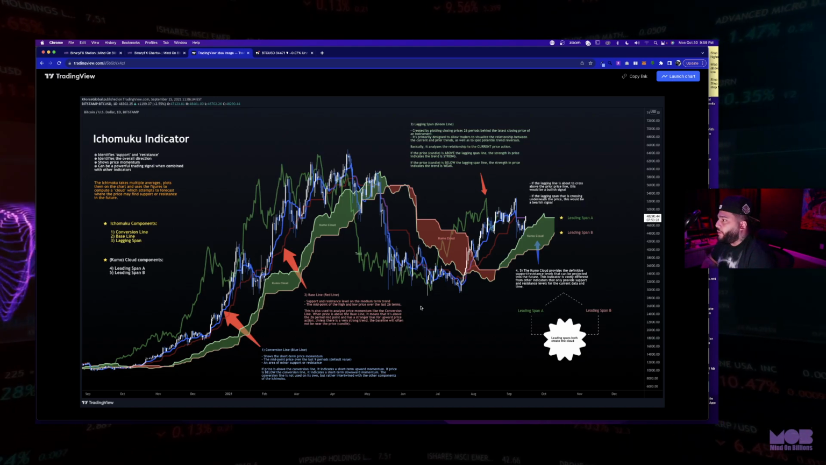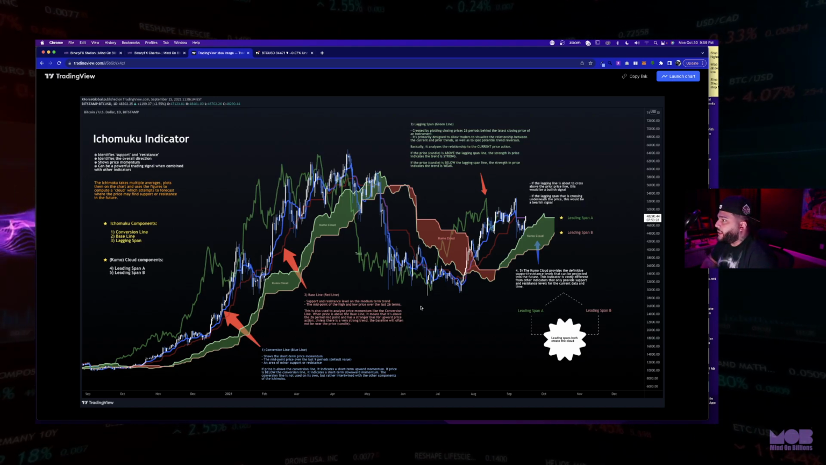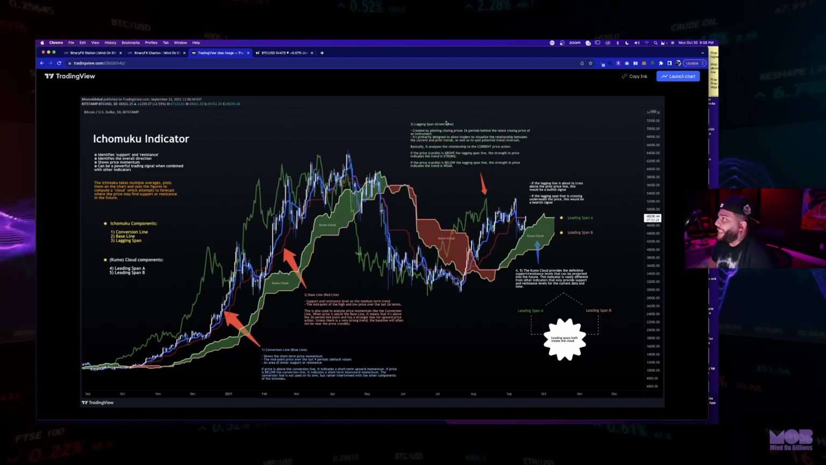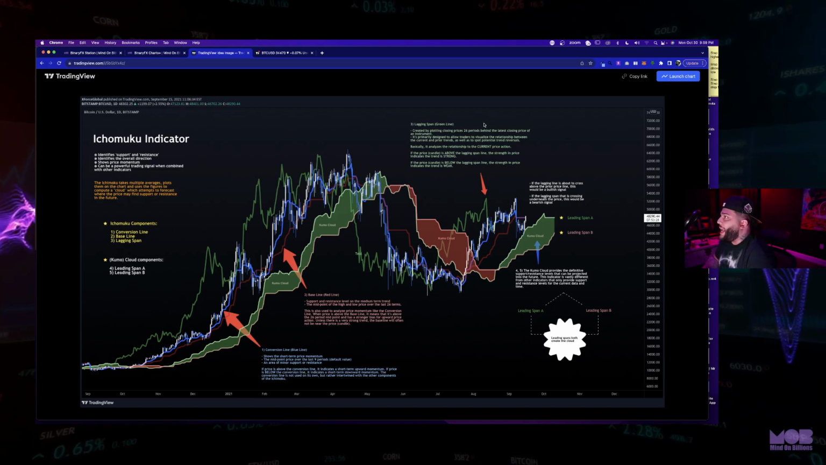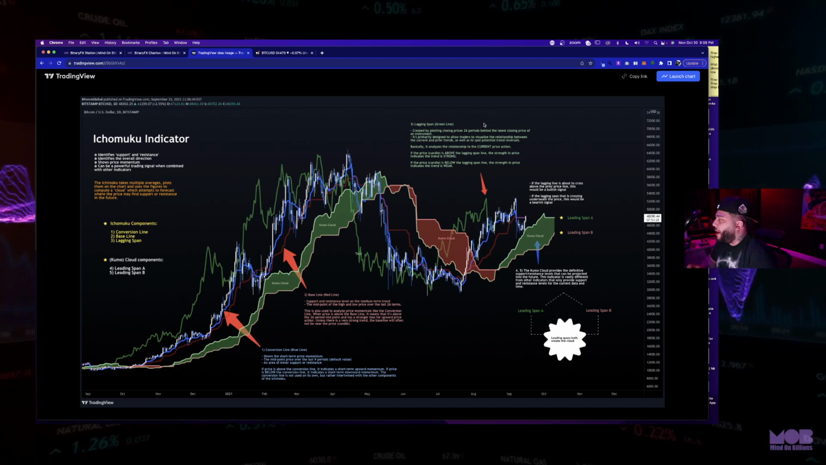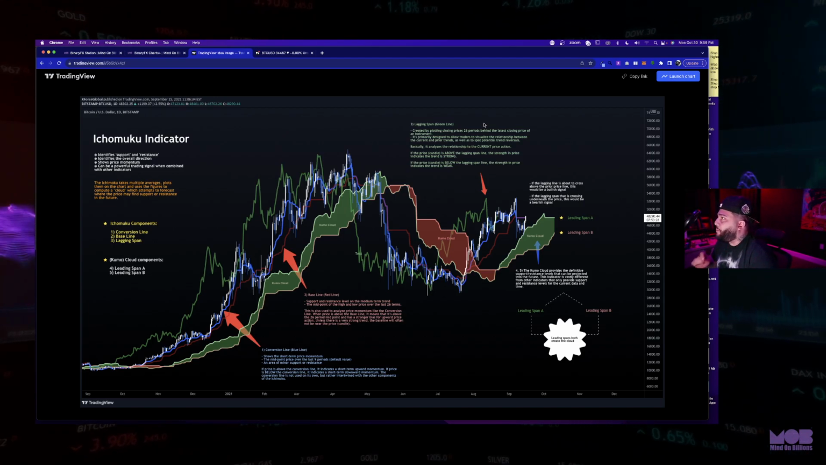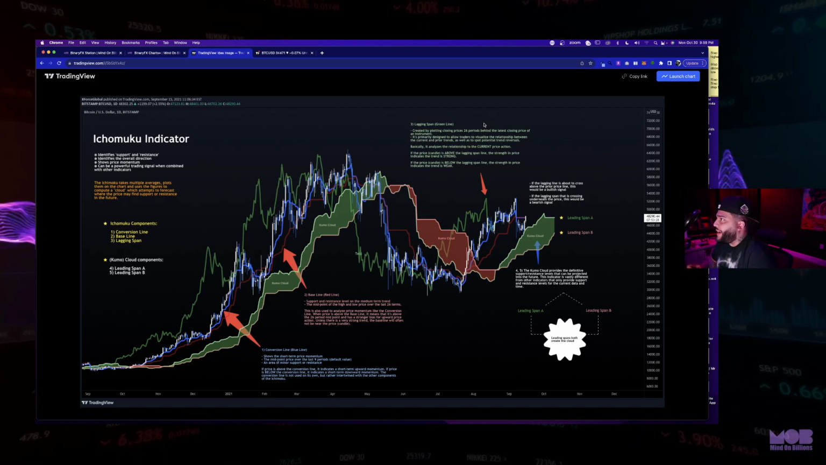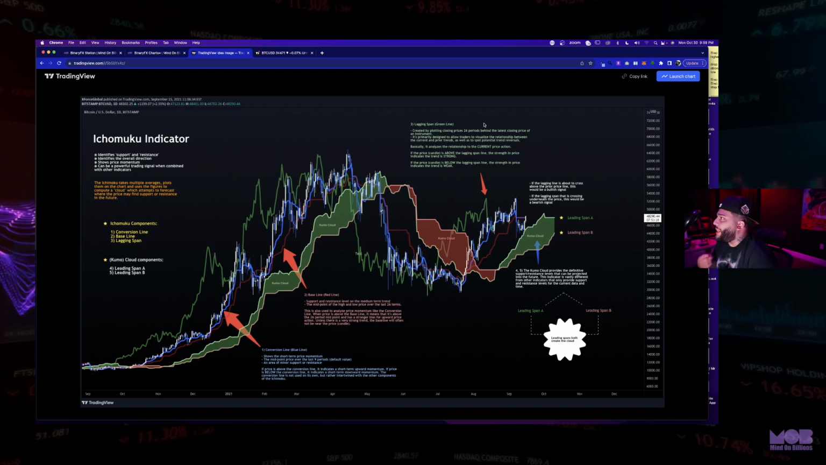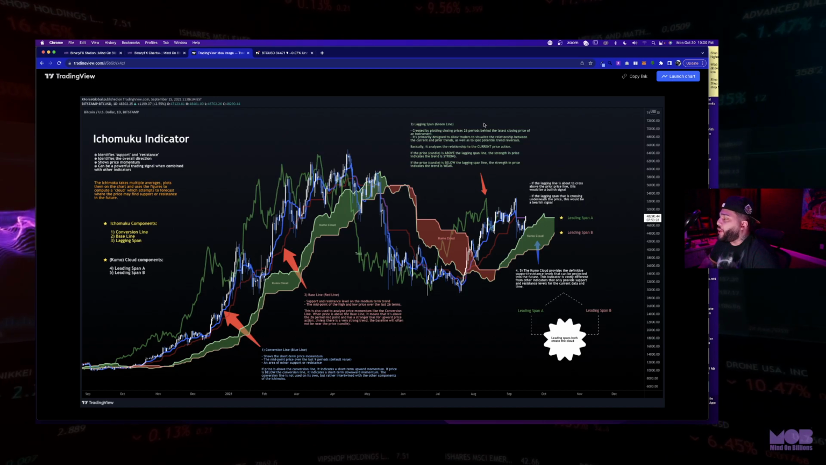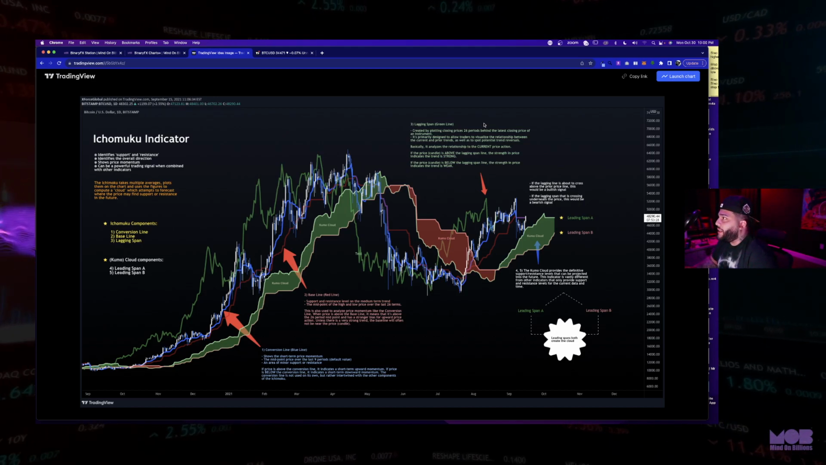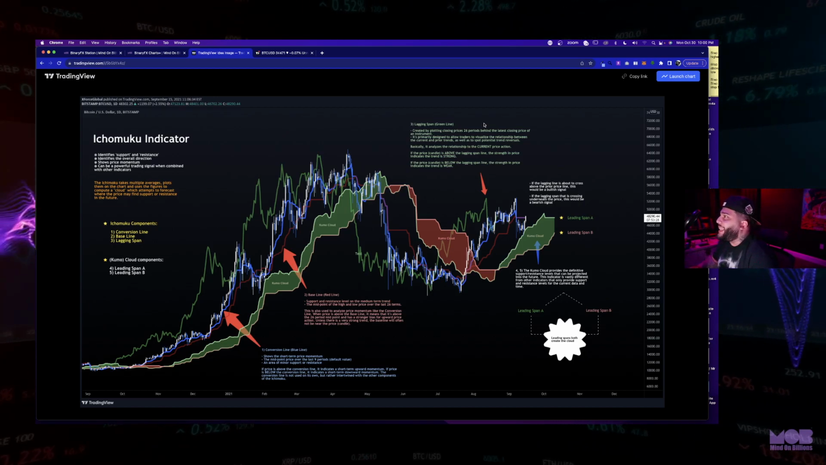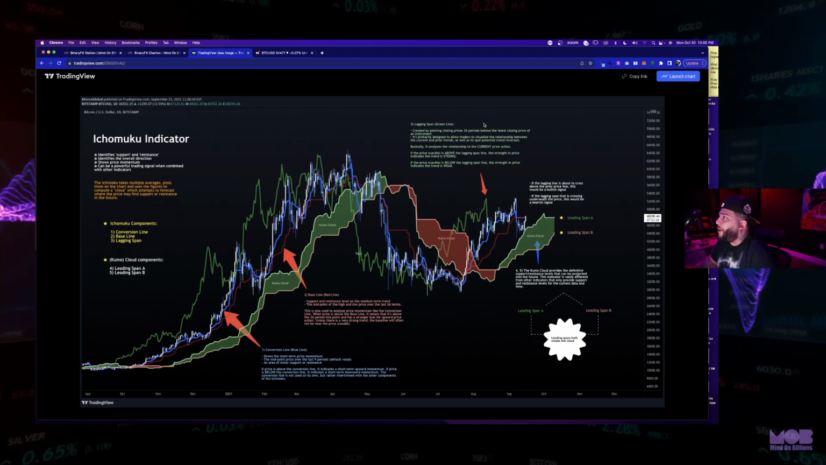All right, so conversion line, 9 periods. Baseline, 26 periods. All right, let's go to number 3, lagging span. That's the green line. Now, this is created by plotting the closing prices of the 26 periods behind the latest closing price of an instrument or a trading asset. It's primarily designed to allow traders to visualize the relationship between the current and the prior trends, as well as to spot potential trend reversals.